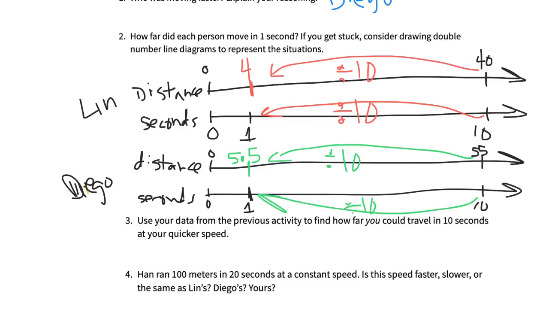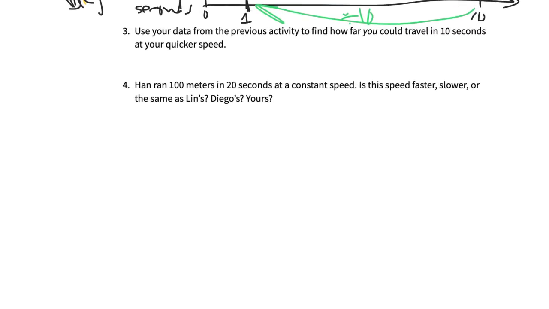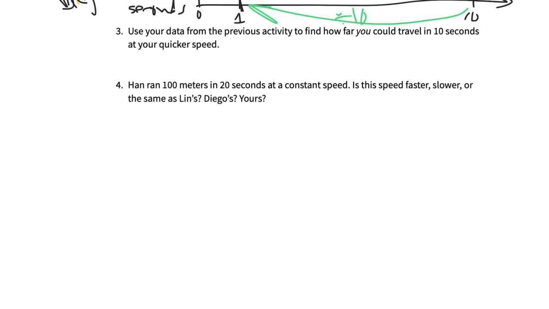But in this case, if we wanted to know who was faster, we would look at the unit rate with 1 second. But here it says we could go the other way, and we could take our old data and scale up to figure out how far we could travel in 10 seconds. I'm gonna spare us that because I'm gonna let you do that on your own. So it says here, Han ran 100 meters in 20 seconds at constant speed. Is this speed faster, slower, or the same as Lynn's and Diego's and yours, right?